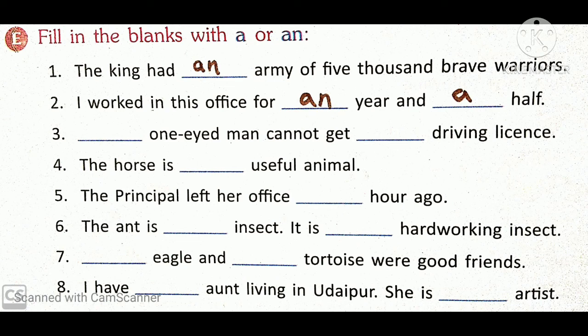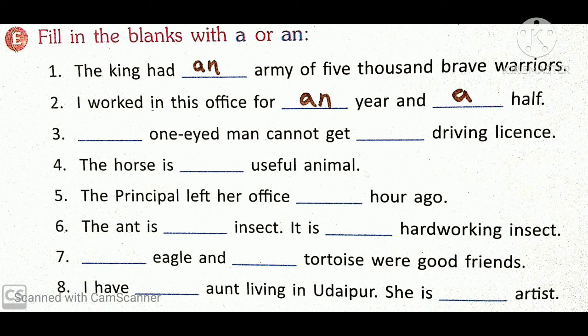Second, I worked in this office for dash year and dash half. So year, Y is silent. We hear the sound of a vowel because when we say year, it is E that you hear first. That's why we'll write an in front of year and half. Half, H is a consonant, and that's why we will write a.